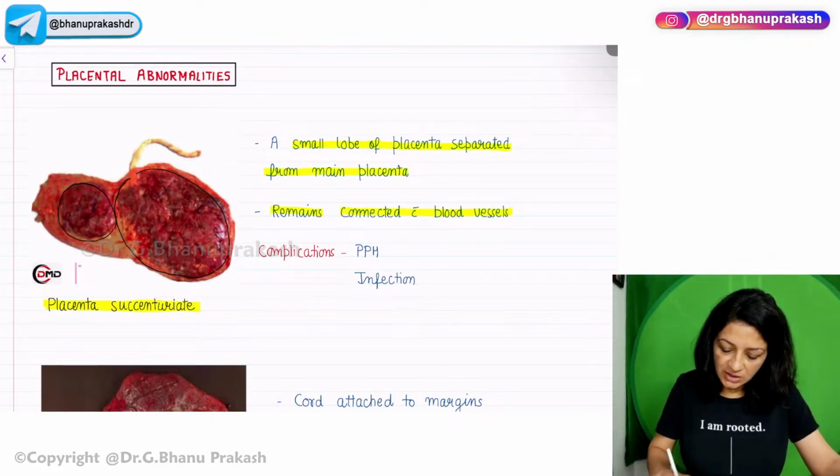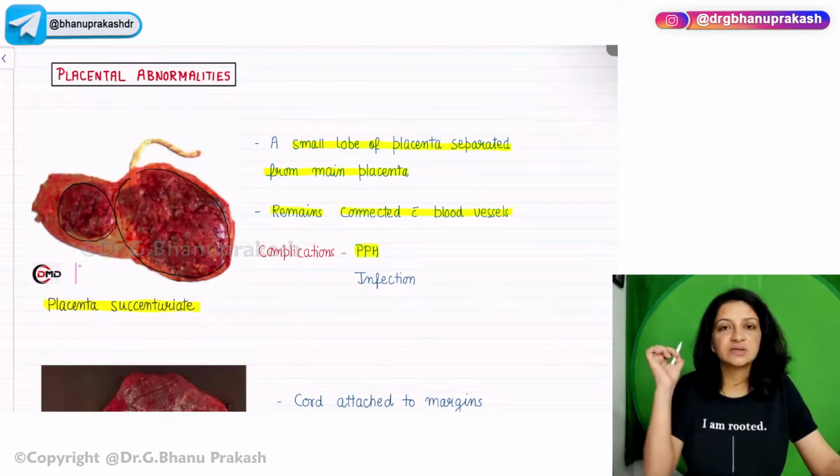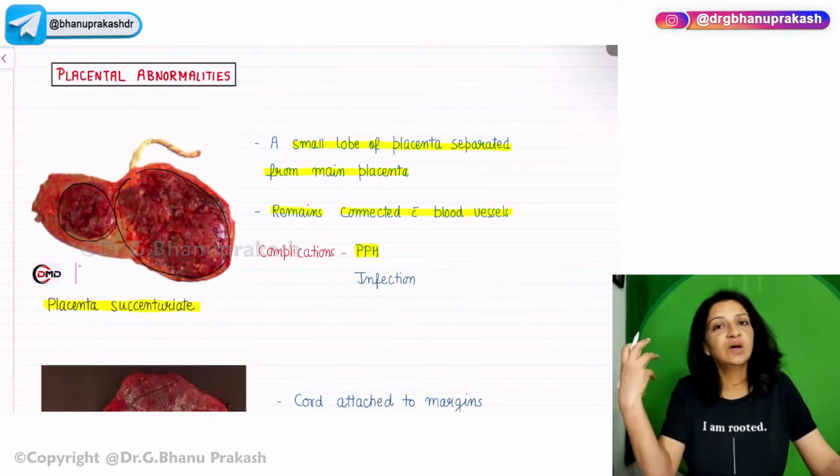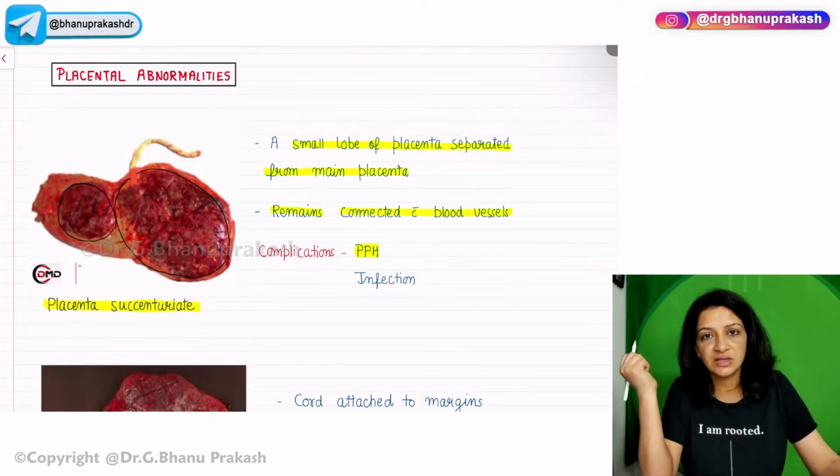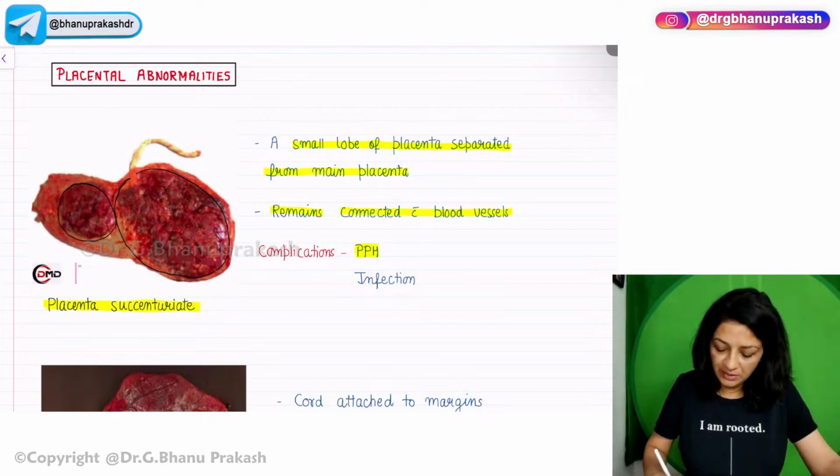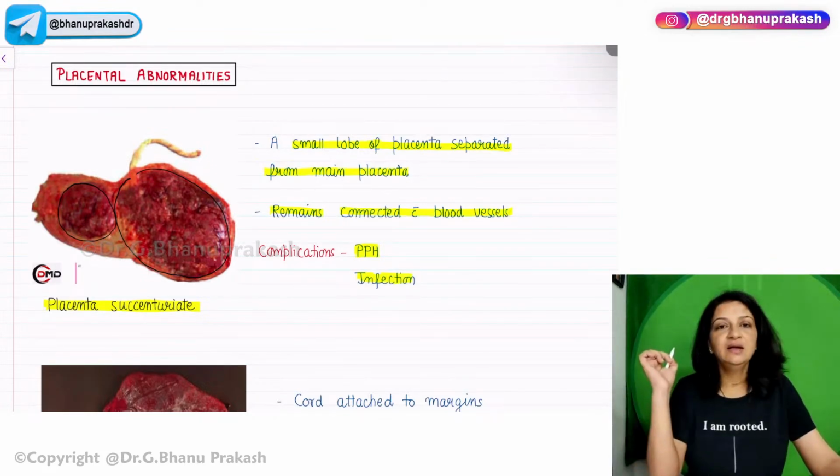And what will the complication be? Postpartum hemorrhage. The main placenta will come out, but the smaller part will remain inside. So postpartum hemorrhage and infections.